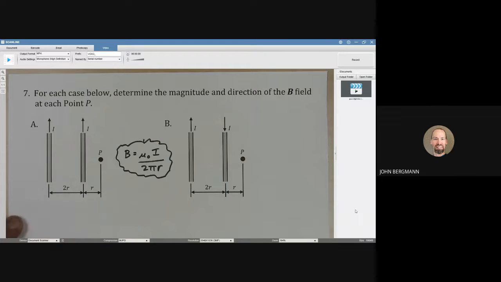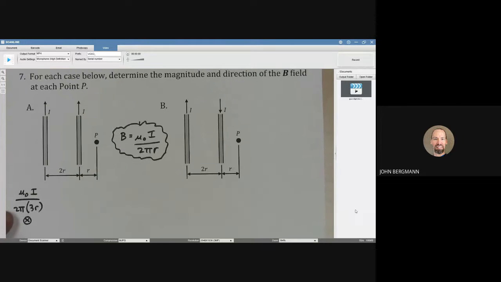And what we want to do is use superposition for this case. Let's take each wire in turn. The magnetic field strength due to the wire on the left is going to be mu naught times I divided by 2 pi times 3r. That's how far away that wire is from point P, and that will be directed into the page by the Thumbkin twist and right hand rule.